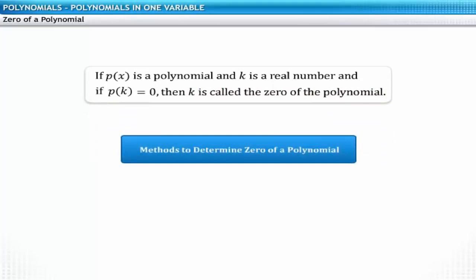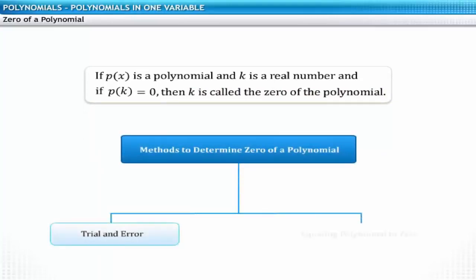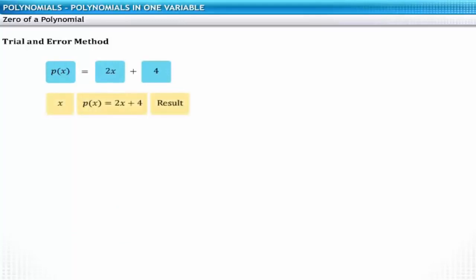You can determine the 0 of a polynomial through two methods: by trial and error, and by equating the polynomial to 0. Consider a linear polynomial, P of x is equal to 2x plus 4. Let's first use the trial and error method to find the 0 of this polynomial.